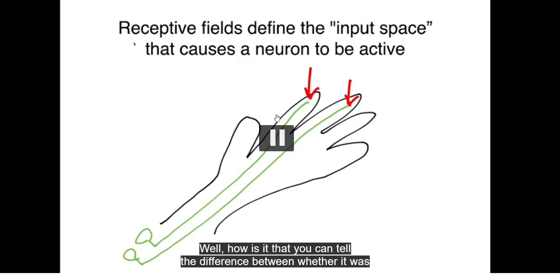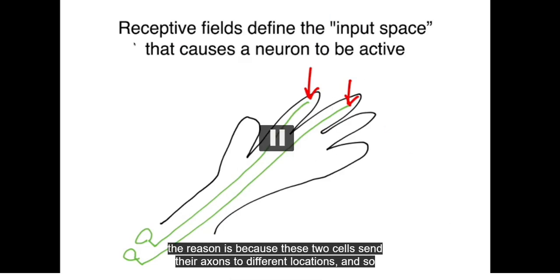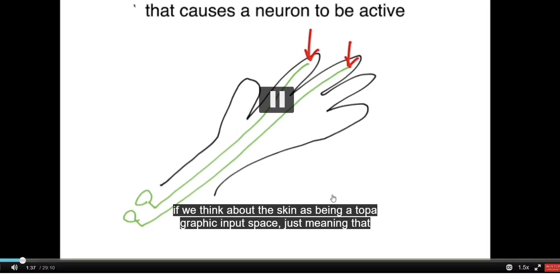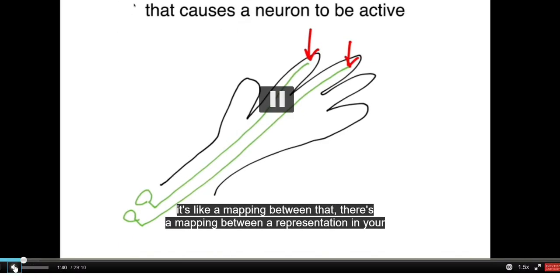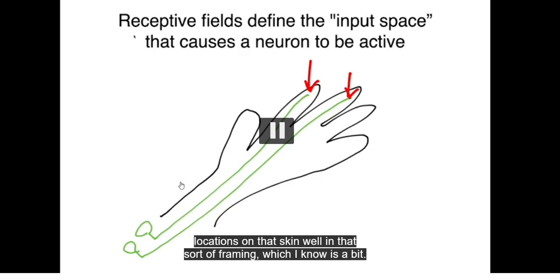You can tell the difference between whether it was the index finger or the middle finger that was probed. Well, the reason is because these two cells send their axons to different locations. And so if we think about the skin as being a topographic input space, just meaning that there's a mapping between a representation in your brain of that skin and a set of neurons that encodes for different locations on that skin.